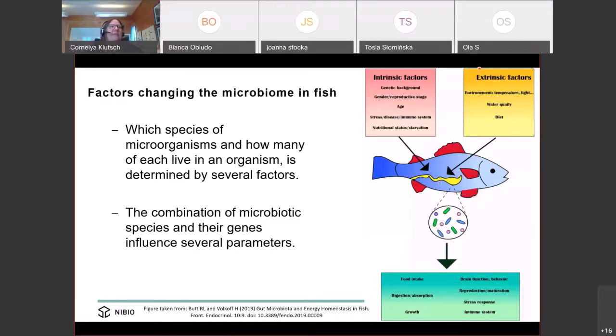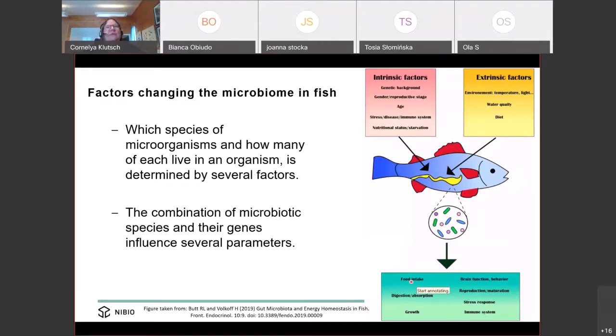And then we have so-called extrinsic factors, and these are simply external factors outside of the body of the organism, like environmental conditions, like we said, cold and warmer conditions, for example, temperature, light exposure. And for fish, specifically probably the water quality, if we have clean water or polluted water, and the diet that is ingested.